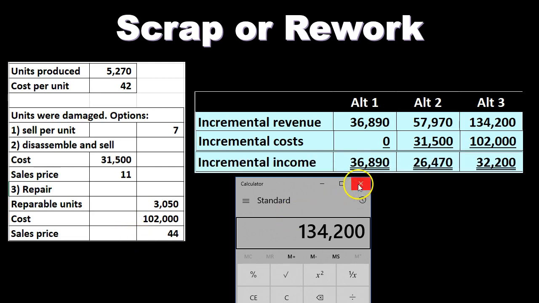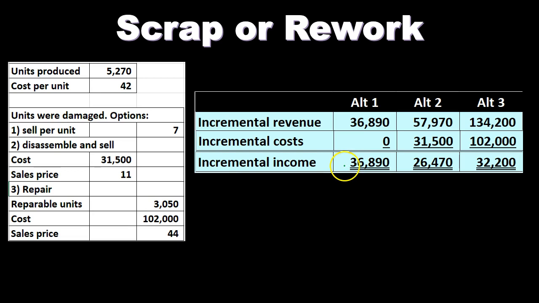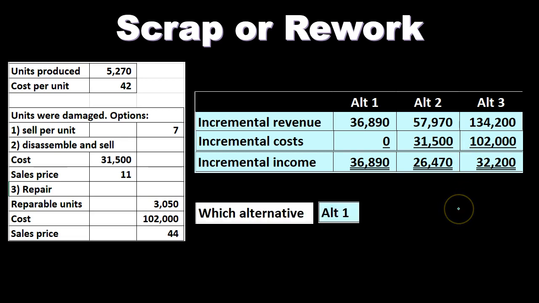If we subtract these out, we have the $57,970 minus the $31,500, which is $26,470, and the $134,200 minus the $102,000, which is $32,200. Compared with the $36,890 from option 1, the option we should choose is option 1, which is to basically scrap them at this point in time.